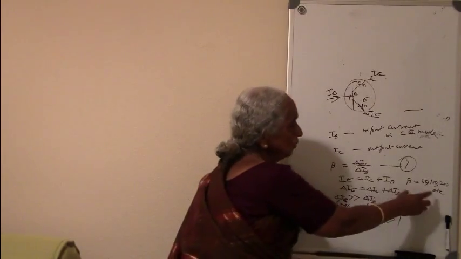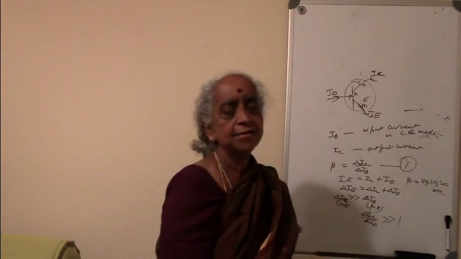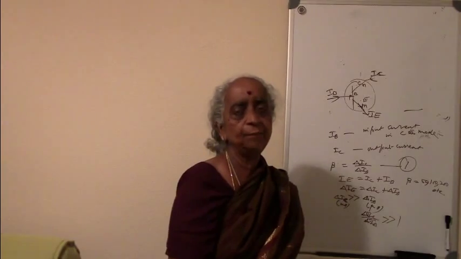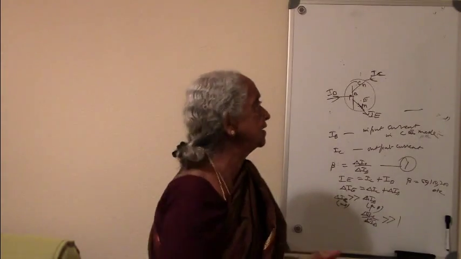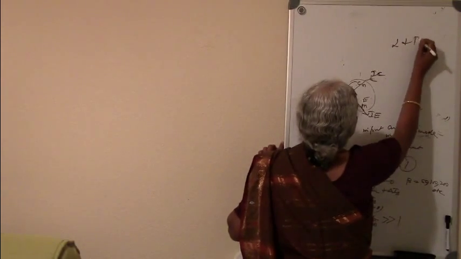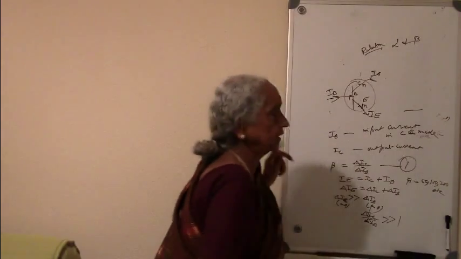So beta will be of the order of so high a value. Alpha will be of the order of nearly 1, but close to 1, not exceeding 1. Say 0.95, 0.98, 0.99 and so on. Now what is the relation between alpha and beta? What is the relation between alpha and beta will be our next question.